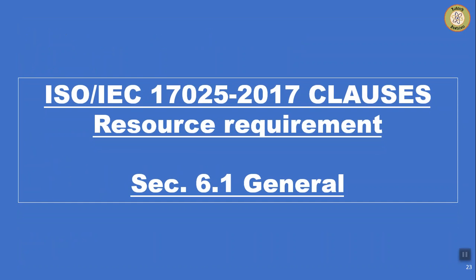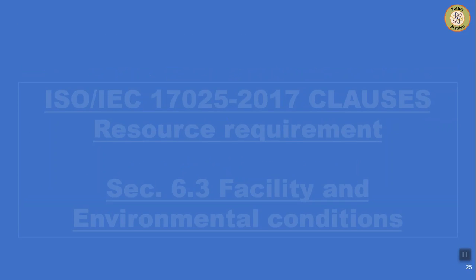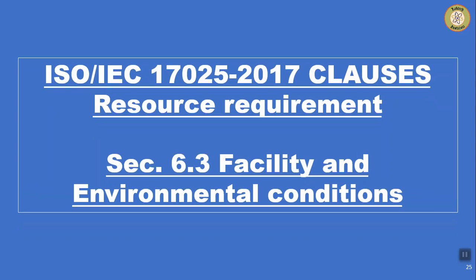So each and every section is discussed in detail. Here is only the first page of the presentation of each section. Section 6.1 is general, then personnel, then facilities and environmental conditions. Here is just an example of this section, facilities and environmental conditions.